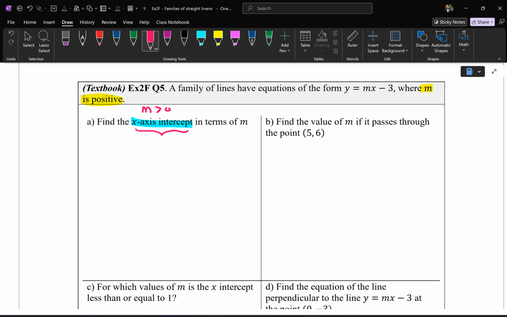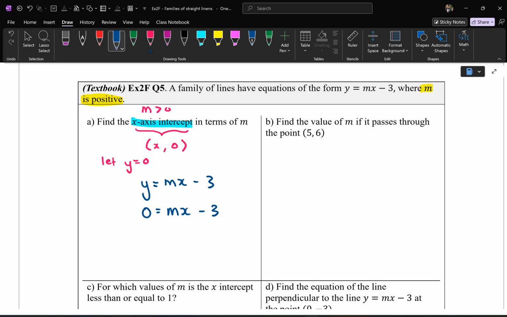Y equals 0. We know that for the x-axis intercept, we don't know what x is, but we know on the x-axis the y coordinate is always 0. Hence we usually say let y equals 0. So according to my equation, what equation have they given me? They've given me y equals mx minus 3. The only thing I know is y is 0. So if y is 0, then I've got 0 equals mx minus 3.